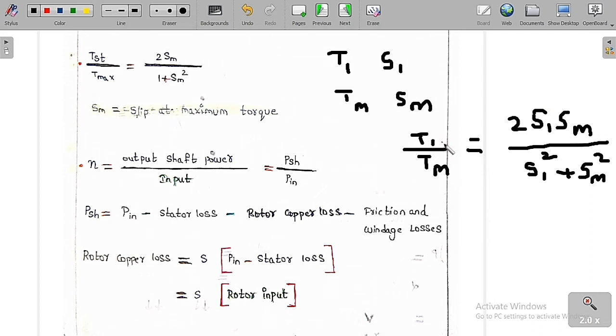You can replace T1 by starting torque or full load torque. You can use anything and use the corresponding slip. You are going to get the equation for whatever you want to figure out. Sm is called the slip at maximum torque.